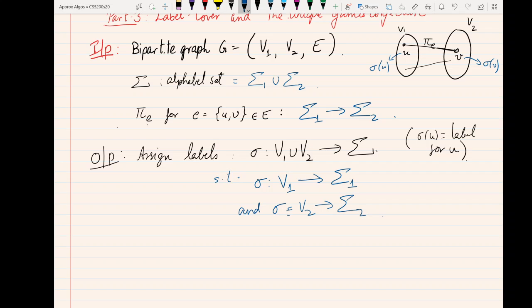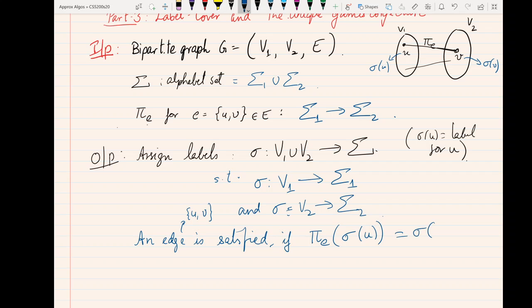Okay, so what do I mean by that? It actually tells you that if I assign a label to a vertex u, then what is the corresponding label that v must be assigned, so as to make the constraint valid. So an edge is satisfied if, let me call the edge uv, where u is in the left hand side and v is in the right hand side, and it is satisfied if pi e of sigma of u is equal to sigma of v.